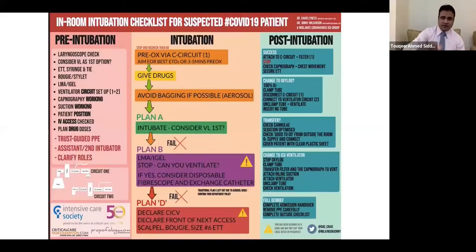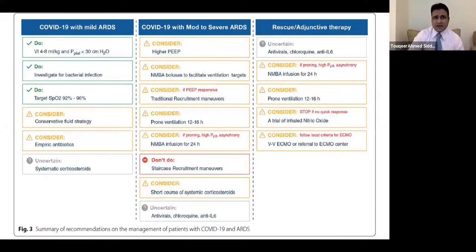Now, this is another Intensive Care Society slide, which tells the same things. Avoid bagging, please. And if you've got an iGel and if you're struggling, just put it in there. And be ready: if you can't see and you can't tube, if there's a difficult airway, go through the DAS guidelines, and be ready for a front of neck airway. Keep it ready, just to open and just crack on with it. Don't waste time. Now, in terms of mild ARDS, it's not much of a problem.